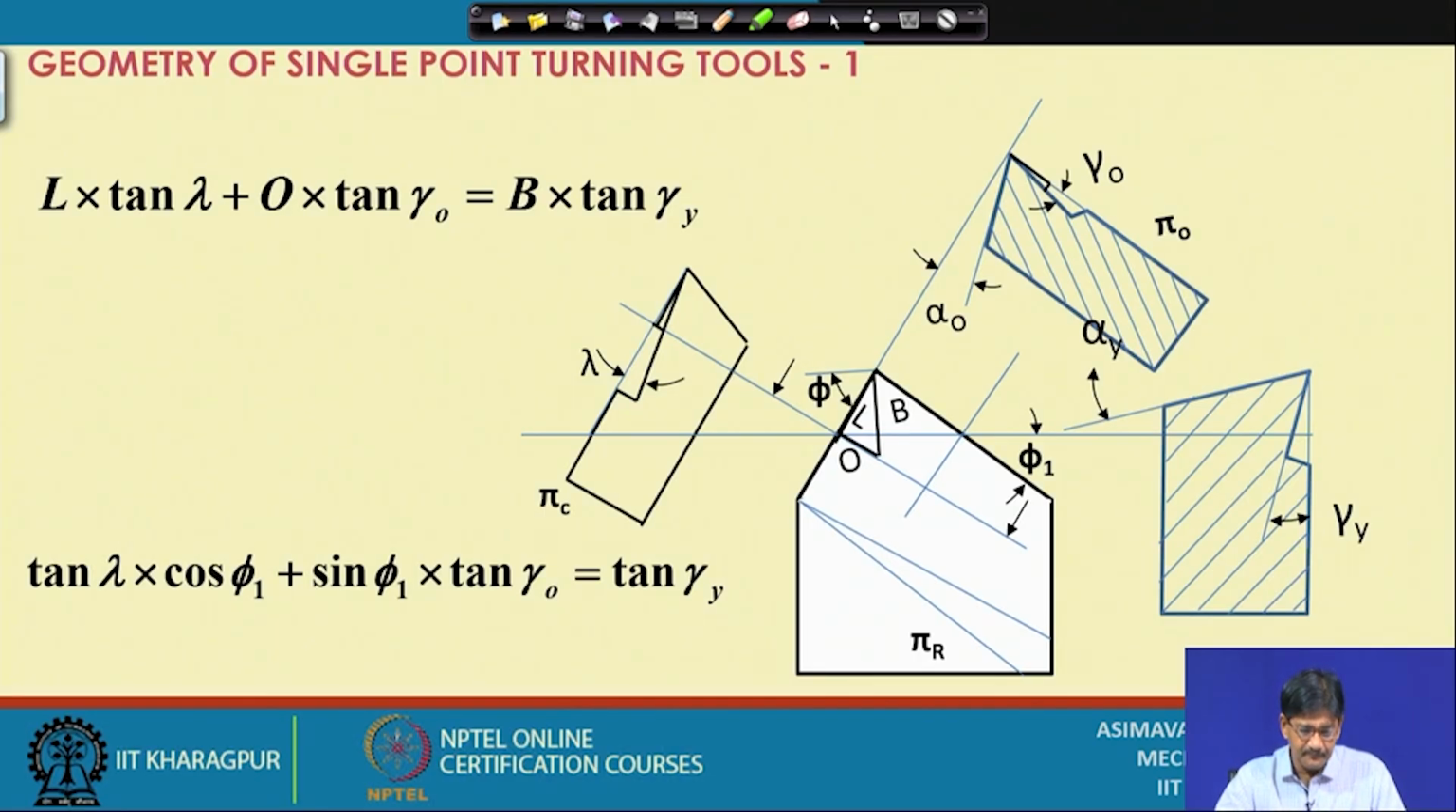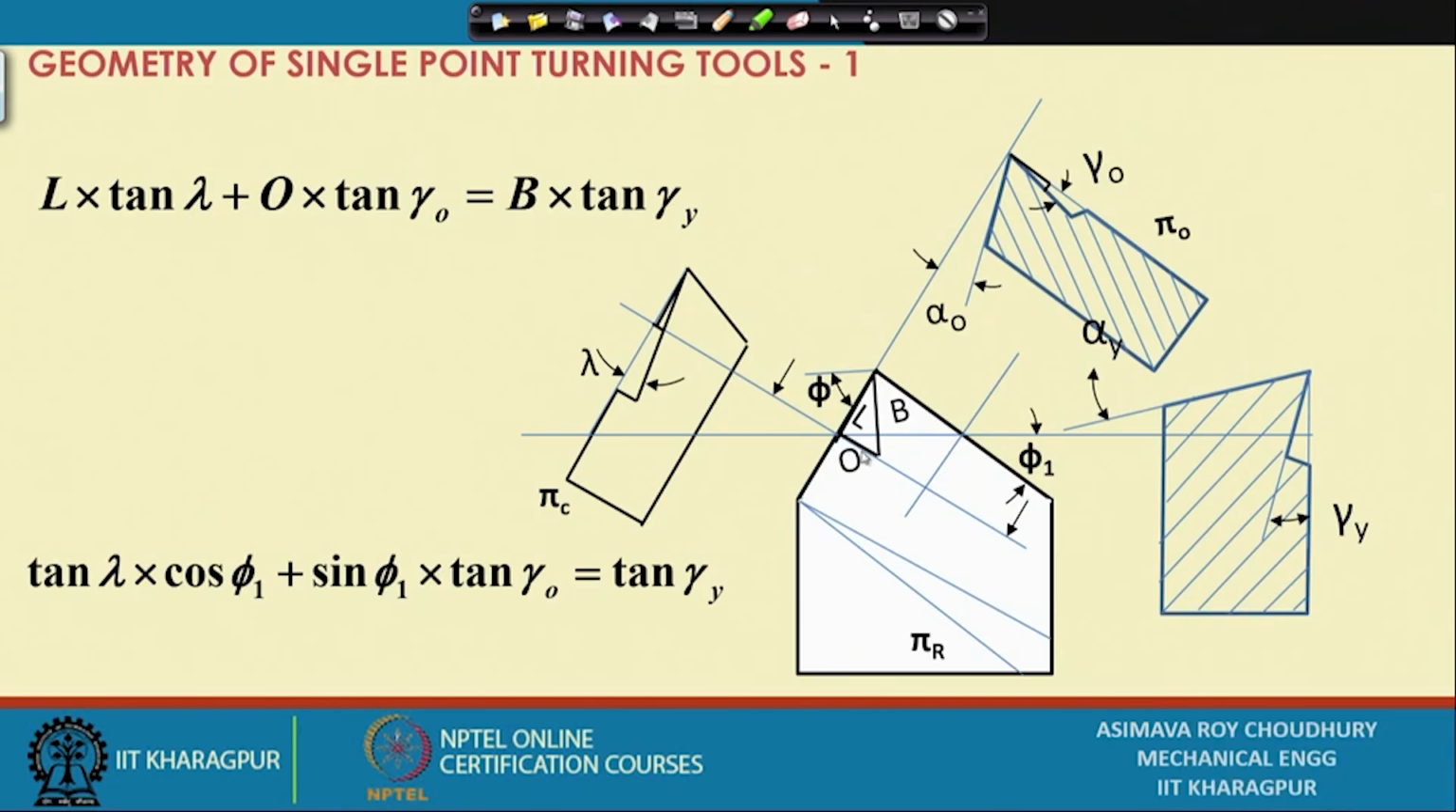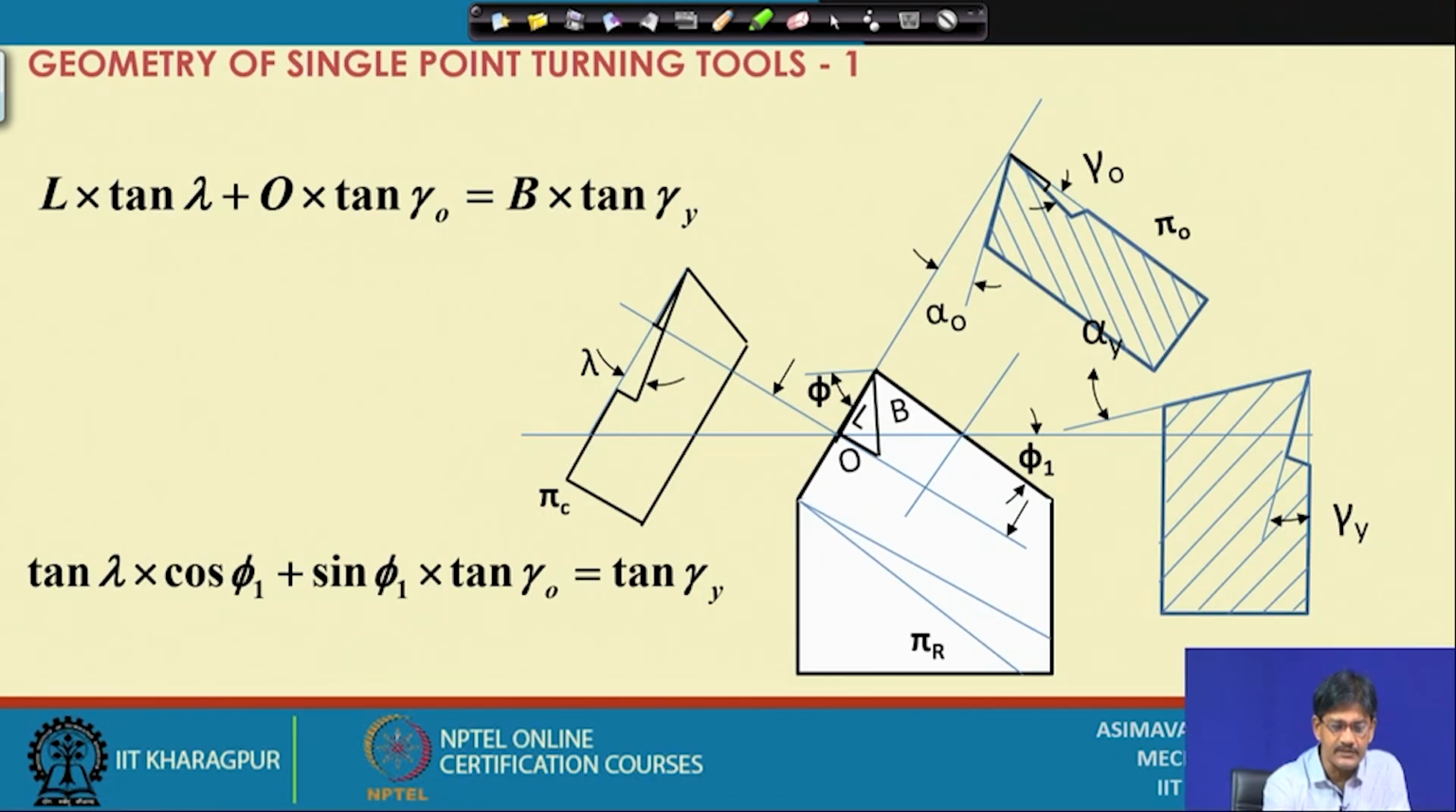So, first of all, the vertical distance covered by this segment must be L tan lambda. So, we write L tan lambda. The vertical distance covered by O must be O tan gamma O, and the vertical distance covered along the transverse direction must be B tan gamma y. Okay. So, in this case we establish a relationship as shown here, and if we divide it by B all through, we have L by B.